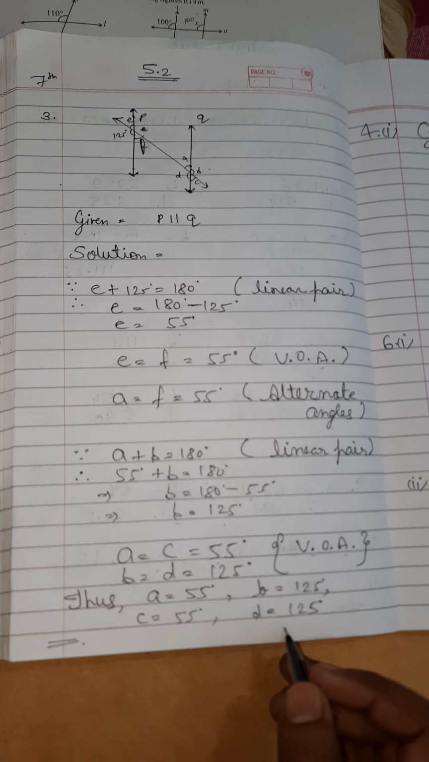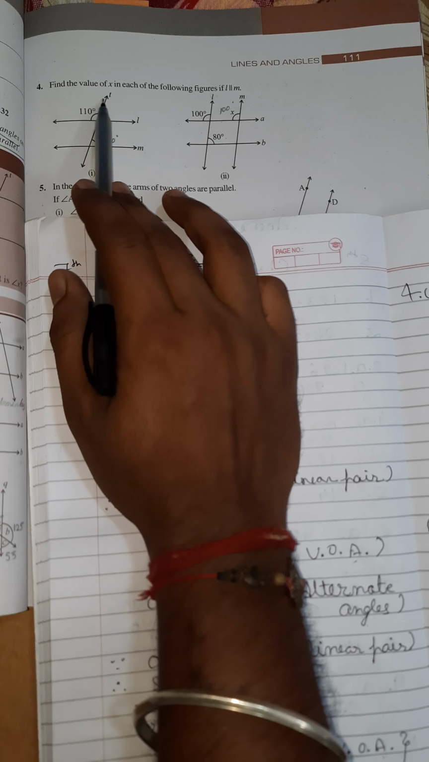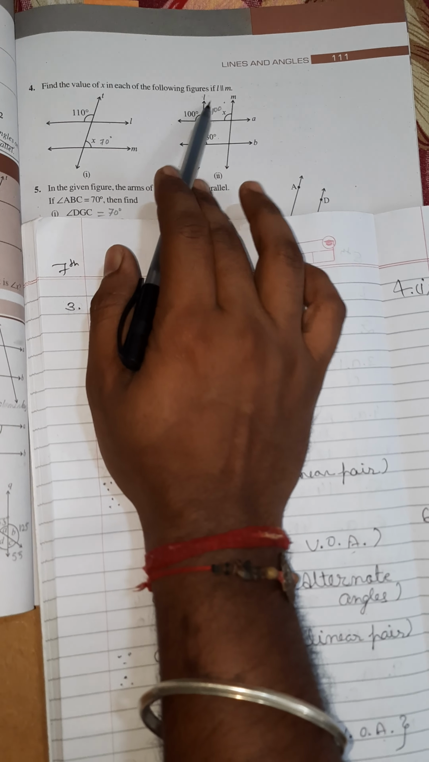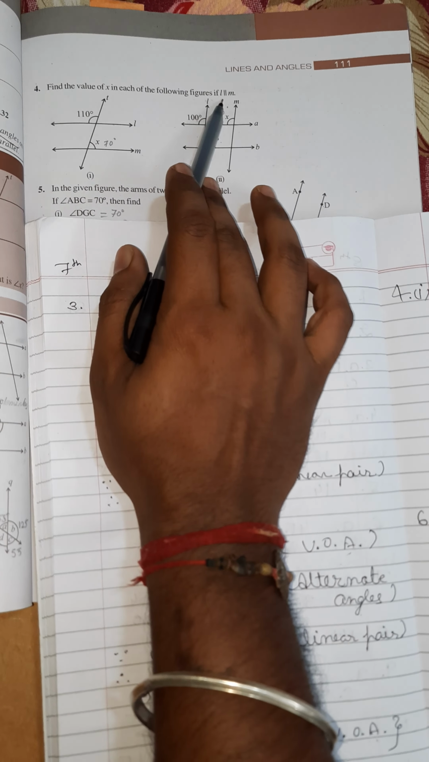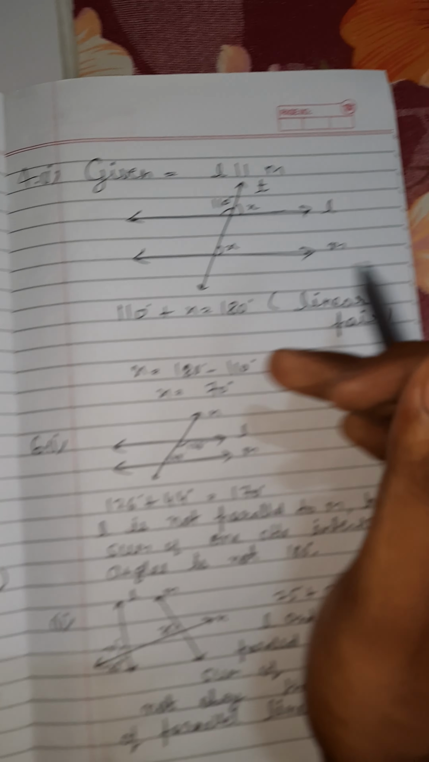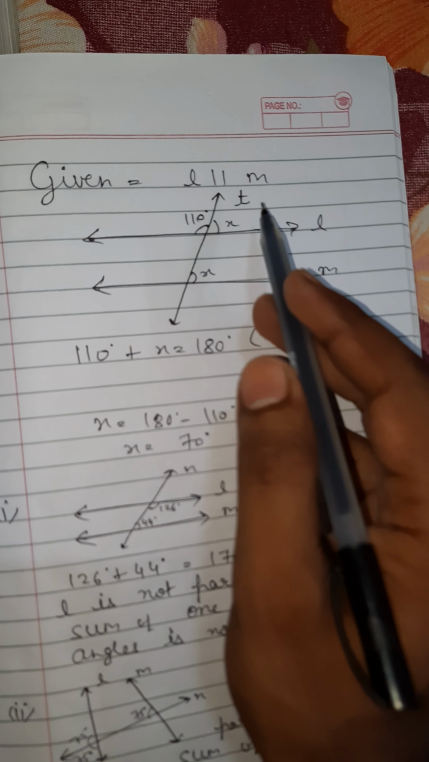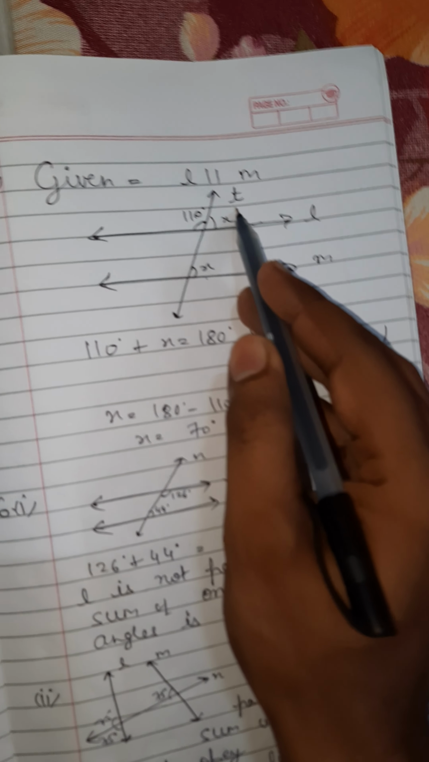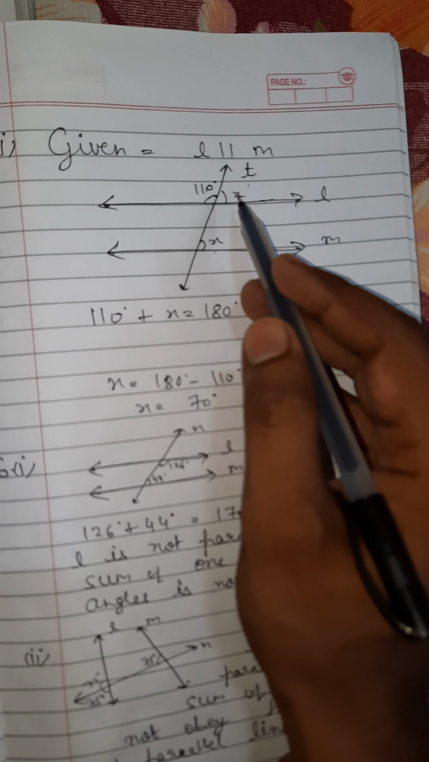Now question number 4 on the next page, on the top. First, find the value of x in each of the following figures if L is parallel to M. If L and M both lines are parallel, then find the value of this x. Given that this angle is 110 degrees, a very simple solution: here it is x degrees, then this angle is also x degrees because of corresponding angles.